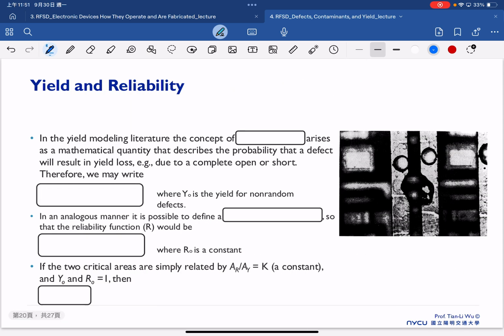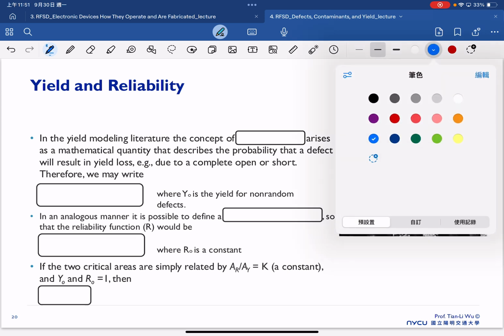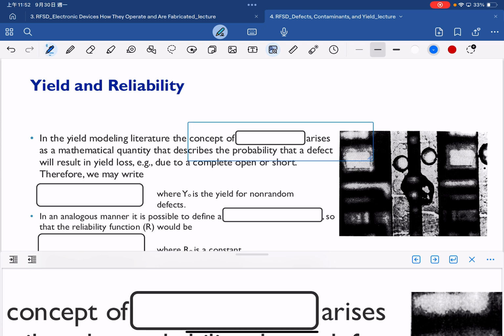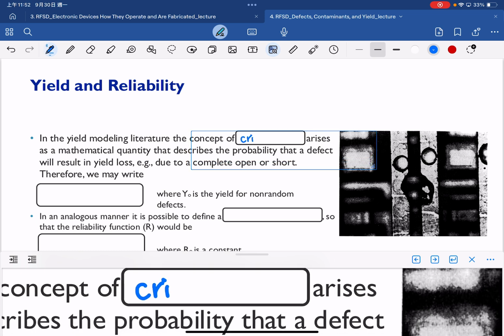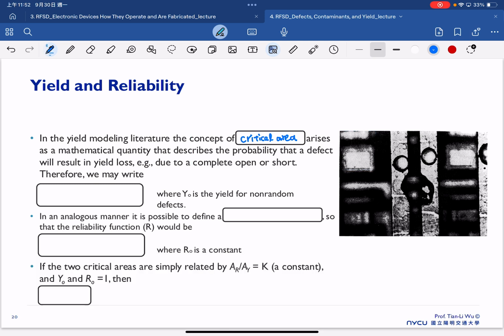So now we have to start to move to talk about the correlation between the yield and reliability. So in the yield modeling literature, there's a concept we call the critical area. So the critical area is defined as AY, a mathematical quantity that describes the probability that the defect will result in yield loss due to, for example, an open or short here.